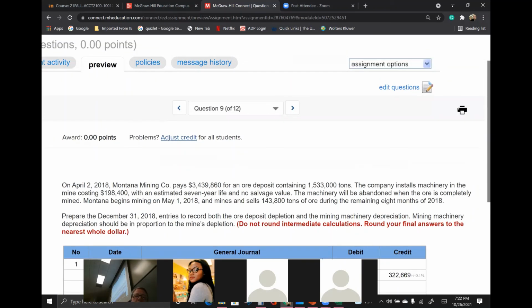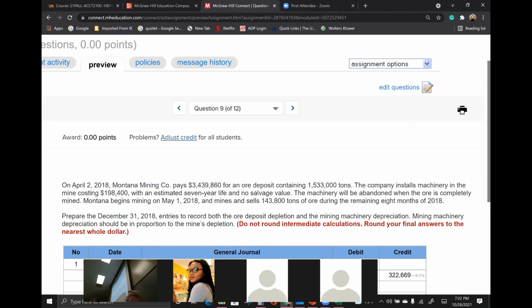Okay, April 2nd, 2018, Montana Mining Company pays $3,439,860 for an ore deposit containing 1.533 million tons. The company installs machinery in the mine costing $198,400 with an estimated 7-year life and no salvage value. The machine will be abandoned when the ore is completely mined. Montana begins mining on May 1, 2018, and mines and sells 143,800 tons of ore the remaining 8 months of 2018. Prepare the December 31, 2018 entries to record both the ore deposit depletion and the mining machinery depreciation. Mining machinery depreciation should be in proportion to the mine's depletion.